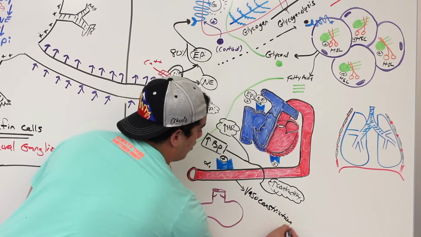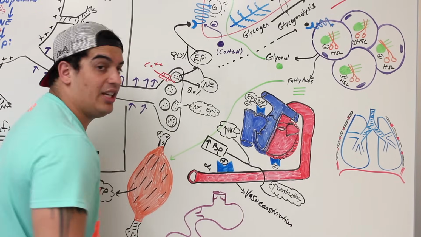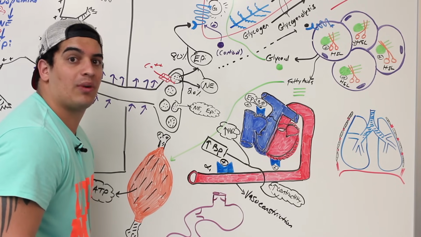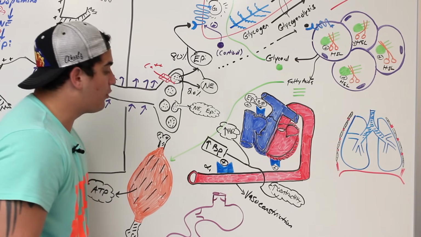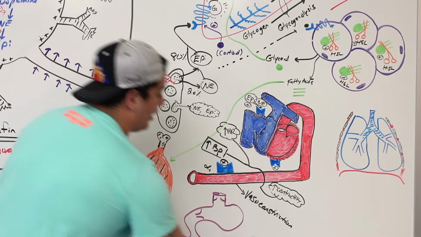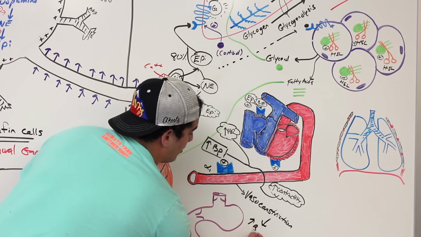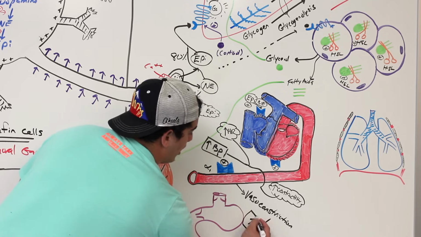Vasoconstriction. What happens to the lumen diameter? It decreases. If the lumen diameter decreases, what happens to the resistance? It goes up. If the resistance goes up, what happens to your BP? Your BP goes up, your blood pressure, right? And that should make sense.